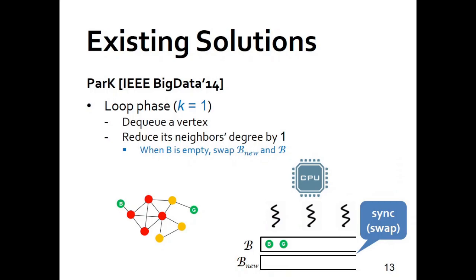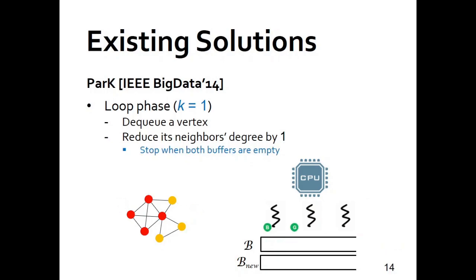Once the buffer B gets empty, all the threads synchronize and the new buffer is swapped with the buffer. Now vertices in B are processed. Now vertices B and G are processed and it caused the buffers to be empty. The iteration stops when both the buffers are empty. Then the algorithm runs for the next iteration, k equals 2, 3, and so on, until all the vertices are removed from the graph. Further iterations are not shown here for brevity.